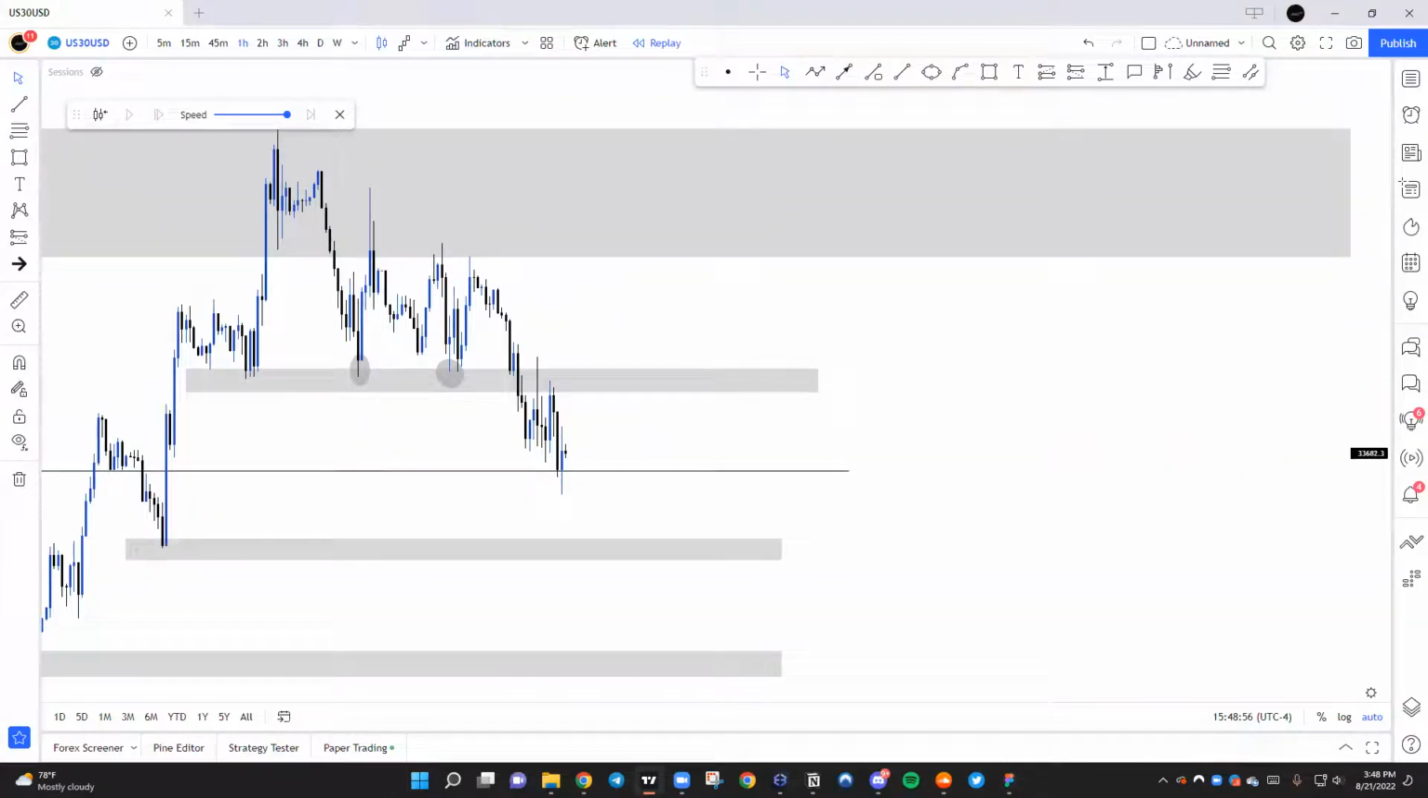Can you show us how you enter on lower time frames? I just did that. Let me do it again.